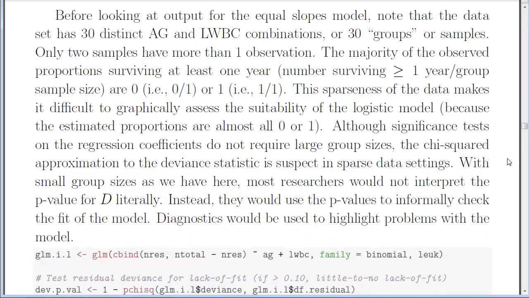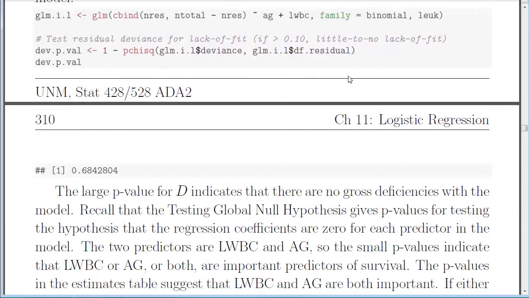All right, so let's go ahead and fit our regression model. We're going to do the generalized linear model. We're going to put the number of successes and the number of failures as 2 columns as the response. We've got AG, which is the AG categorical status, and then the continuous variable log of the white blood cell count. We specify the most important part, the family is binomial, from the leukemia data set.